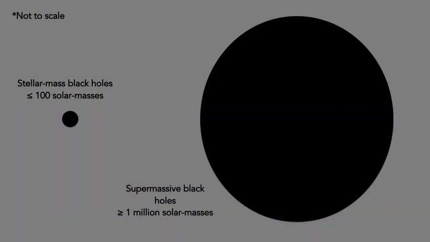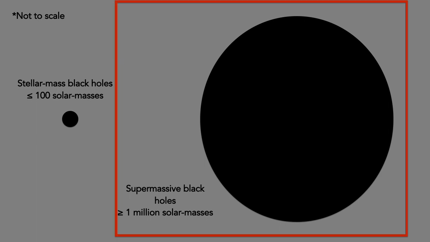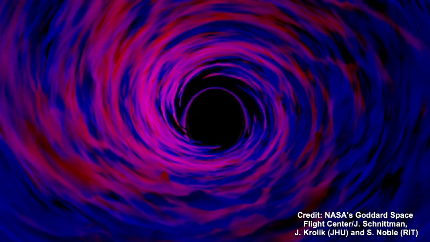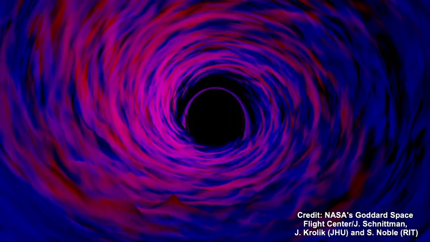Astronomers organize black holes into classes that depend on their mass. The two main classes of black holes are stellar mass and supermassive. First, stellar mass black holes can have up to 100 times the mass of our Sun, and they form at the end of the lives of massive stars.